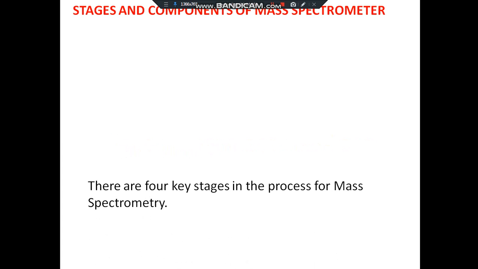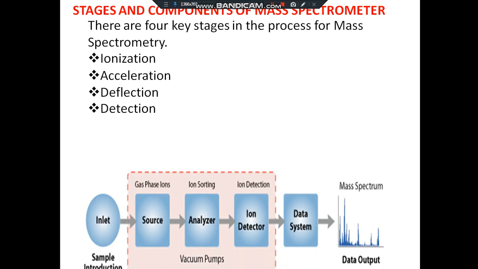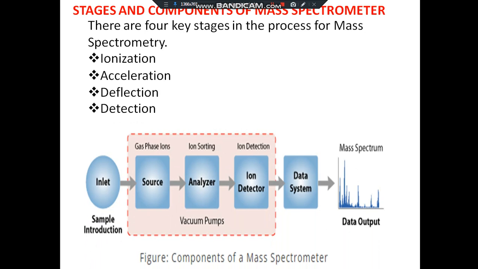Next we will see about the instrumentation part. Stages and components of the mass spectrometer. There are 4 key stages in the process of mass spectrometry. They are ionization, acceleration, deflection, detection. This is a block diagram of the mass spectrometer, consisting of its components.